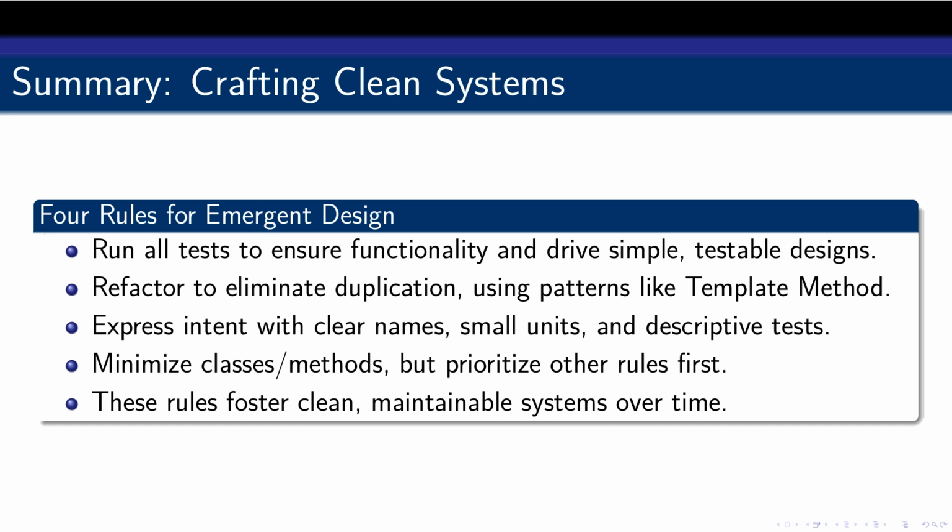To wrap up, these four rules, running all tests, eliminating duplication, expressing intent, and minimizing classes and methods, create clean, maintainable systems over time. By ensuring functionality with tests, refactoring with patterns like template method, using clear names and tests for communication, and balancing simplicity, you can craft software that's robust and easy to evolve.